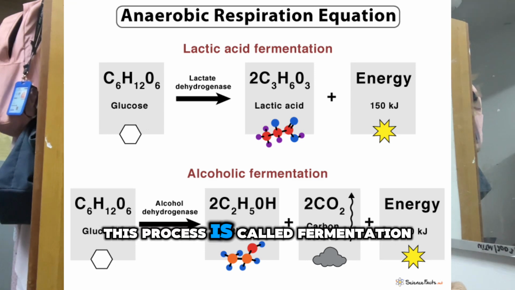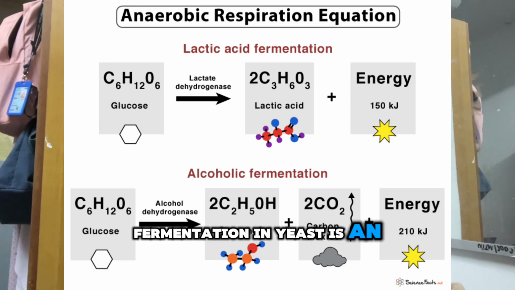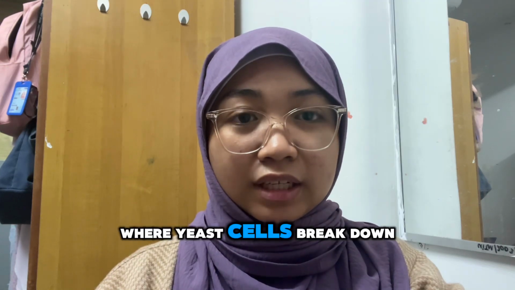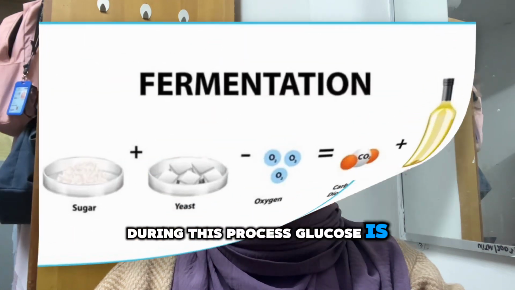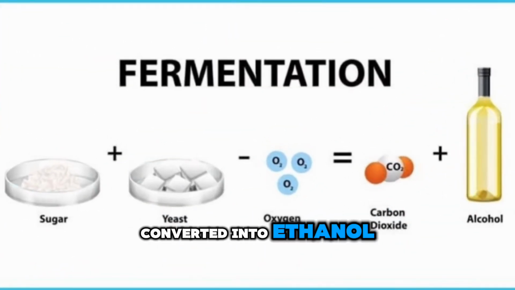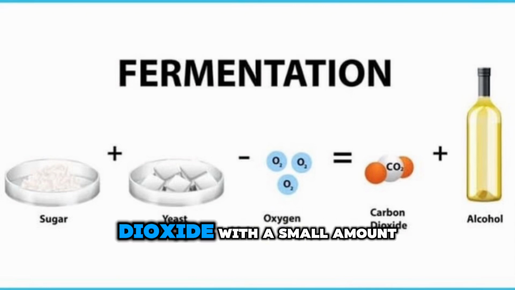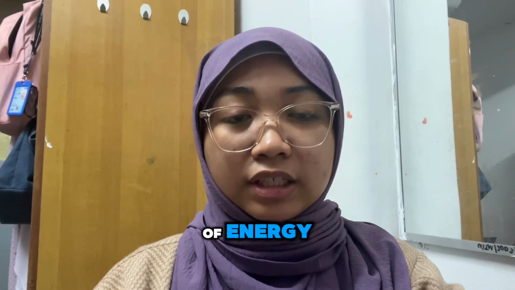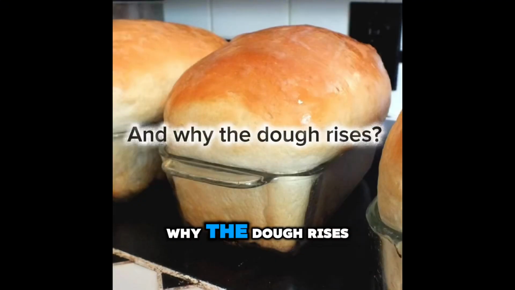This process is called fermentation. Fermentation in yeast is an anaerobic process where yeast cells break down glucose to produce energy. During this process, glucose is converted into ethanol, which is alcohol, and carbon dioxide, with a small amount of energy, which is ATP release. And why does the dough rise?